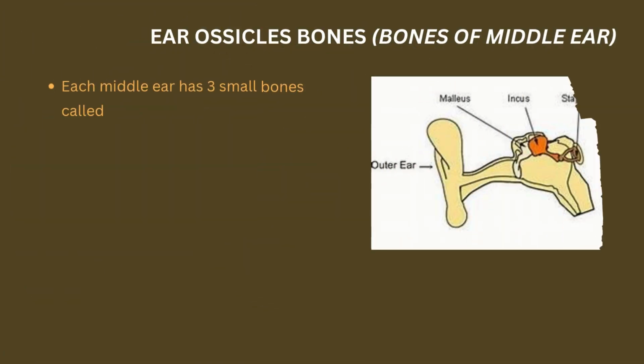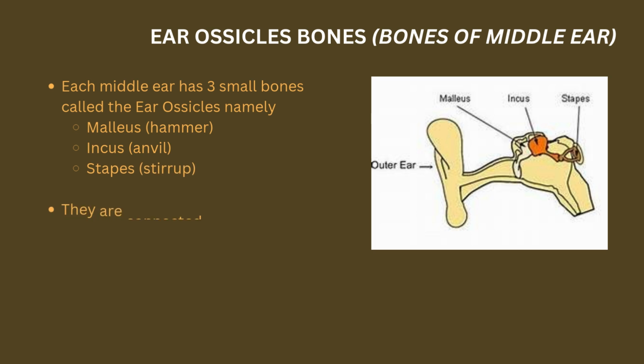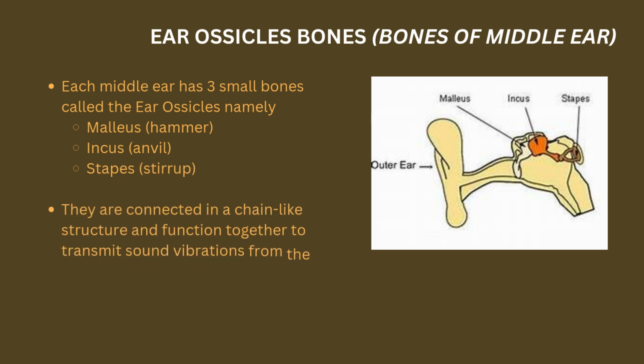Let's look at the next part, which is the ear ossicles. Now, the ear ossicles are three small bones which are found in each middle ear, playing a crucial role in the process of hearing. These bones are named for their shape and function.